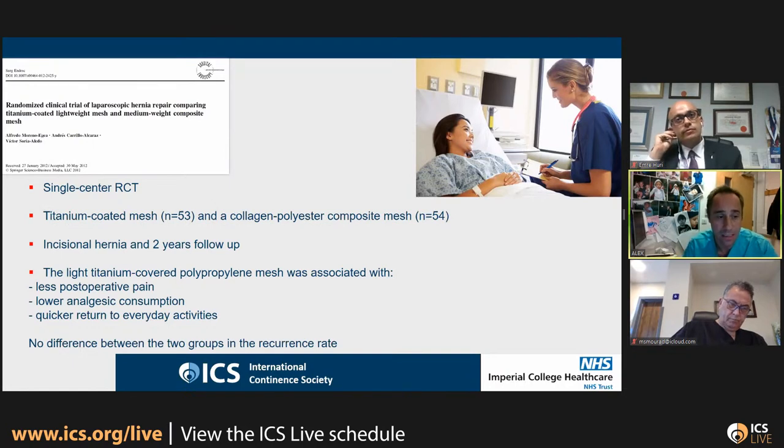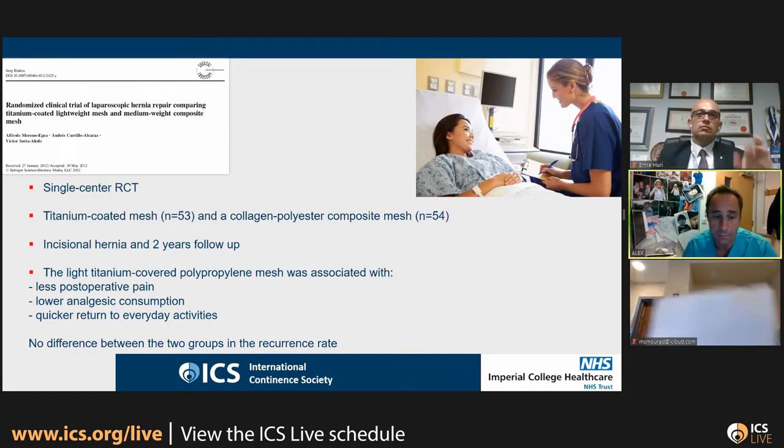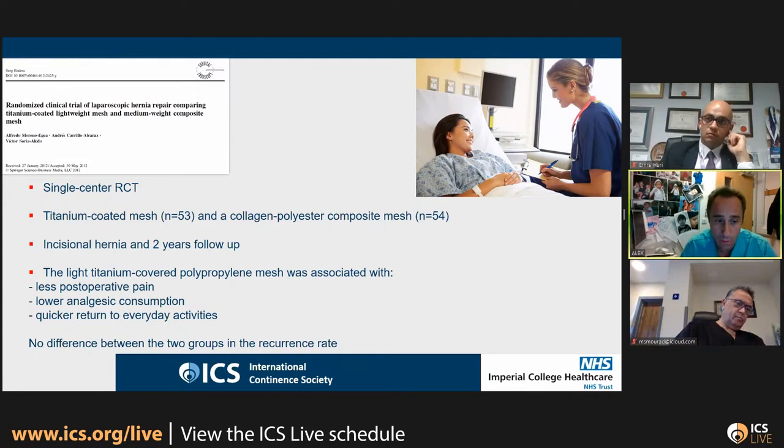This is another single center randomized control trial, 2 years follow up, where patients were randomized between using a titanium cover mesh versus a polyester composite mesh to treat hernia. And again, the authors concluded that there was no difference in the efficacy of the two meshes, the two groups, but those patients who had a titanium cover mesh had less postoperative pain, lower analgesic consumption, and a quicker return to everyday activities, because again, by using this mesh, we reduce the inflammatory process, we reduce the risk of pain, and so on.